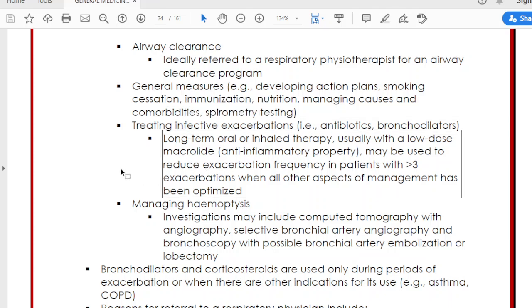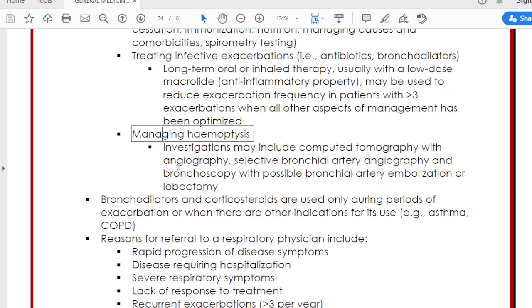Long-term oral or inhaled therapy, usually with a low-dose macrolide, anti-inflammatory property, may be used to reduce exacerbation frequency in patients with 3 or more exacerbations when all other aspects of management have been optimized.